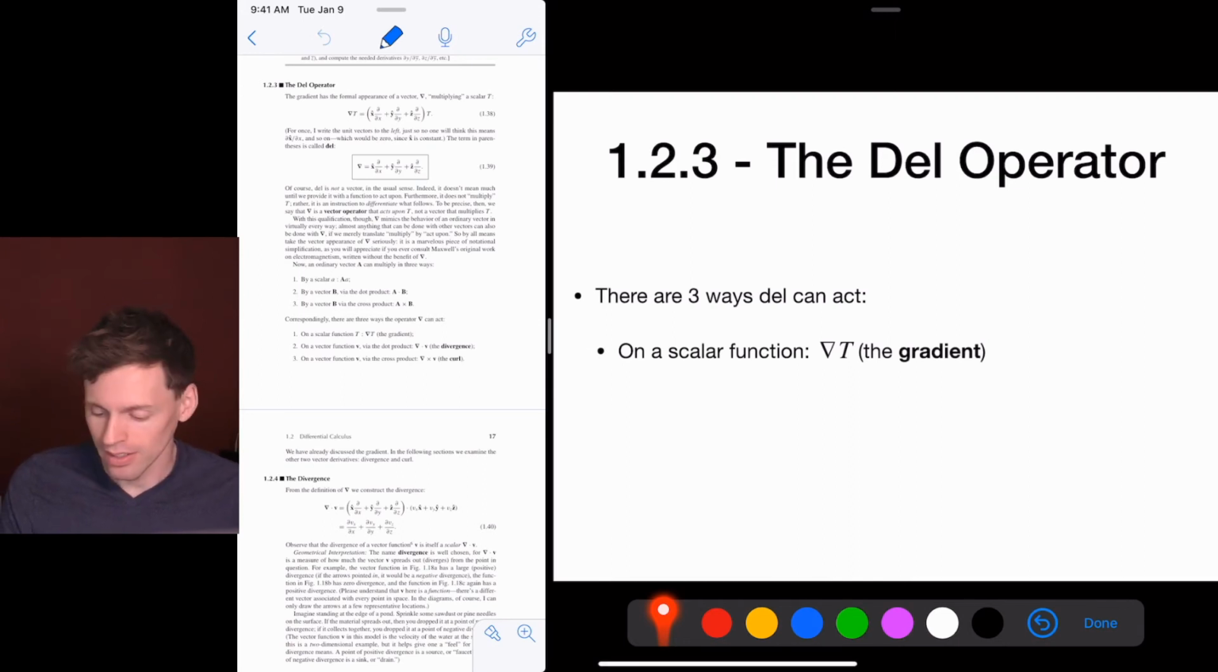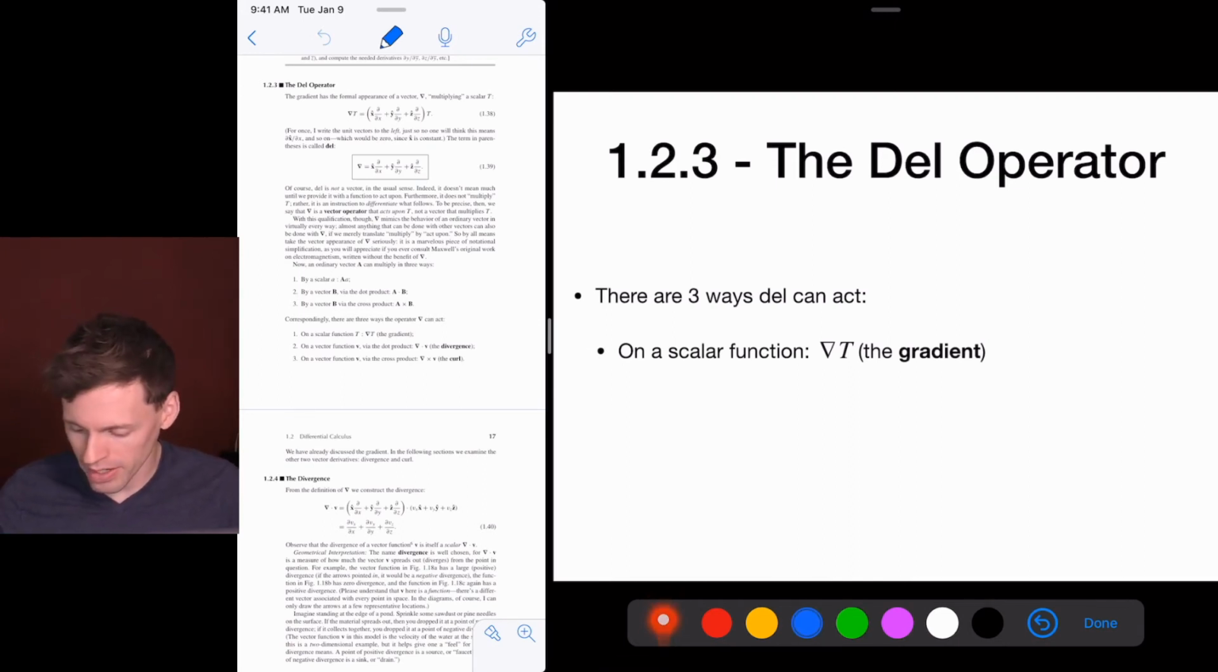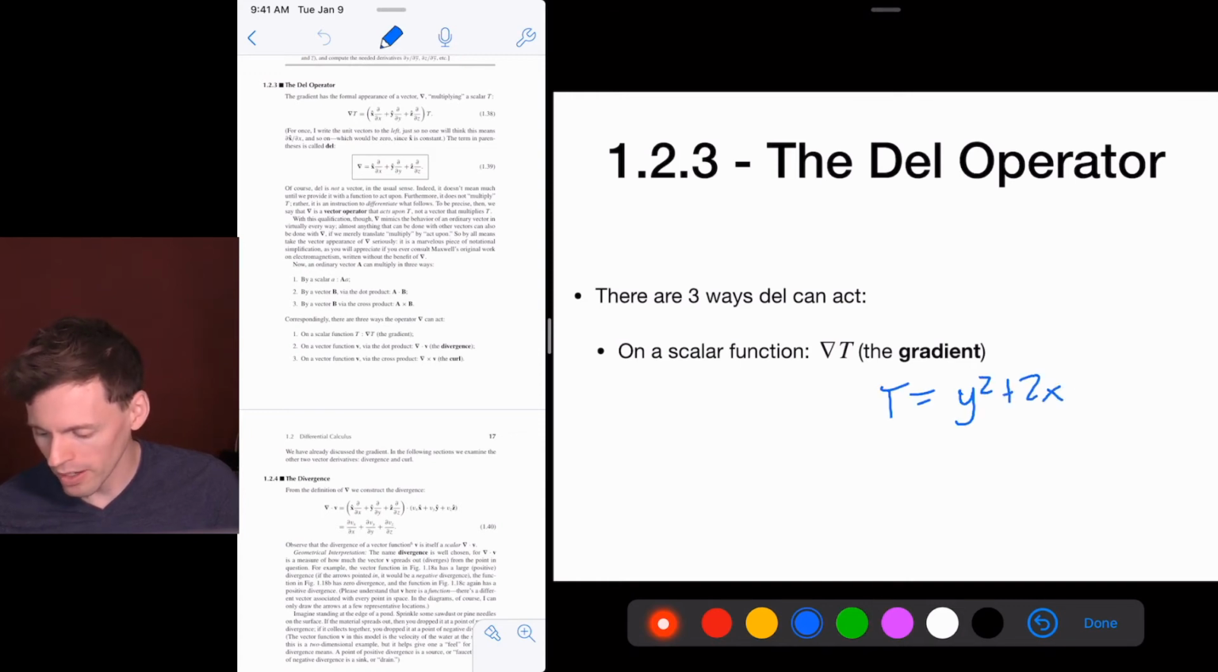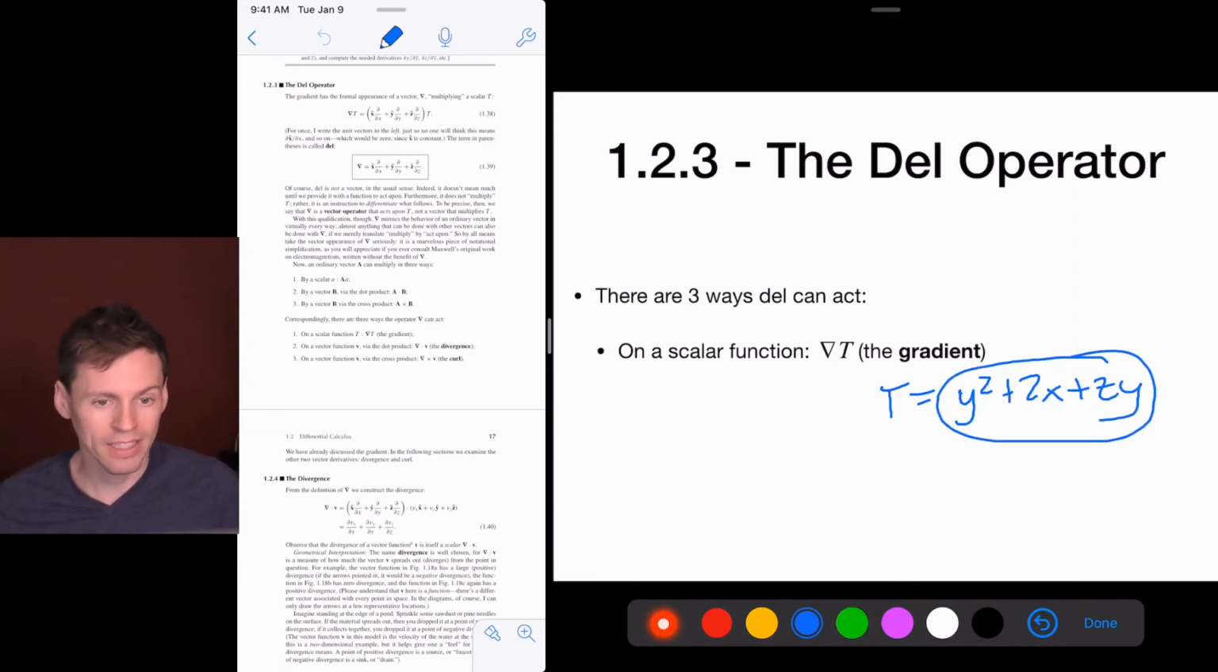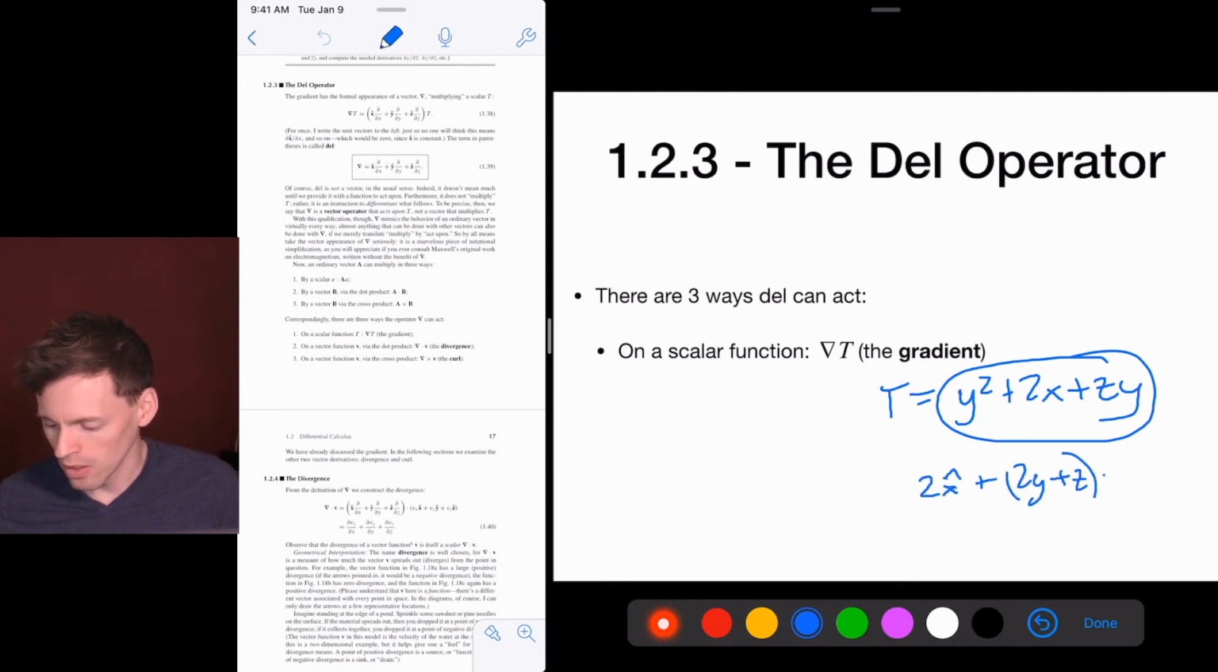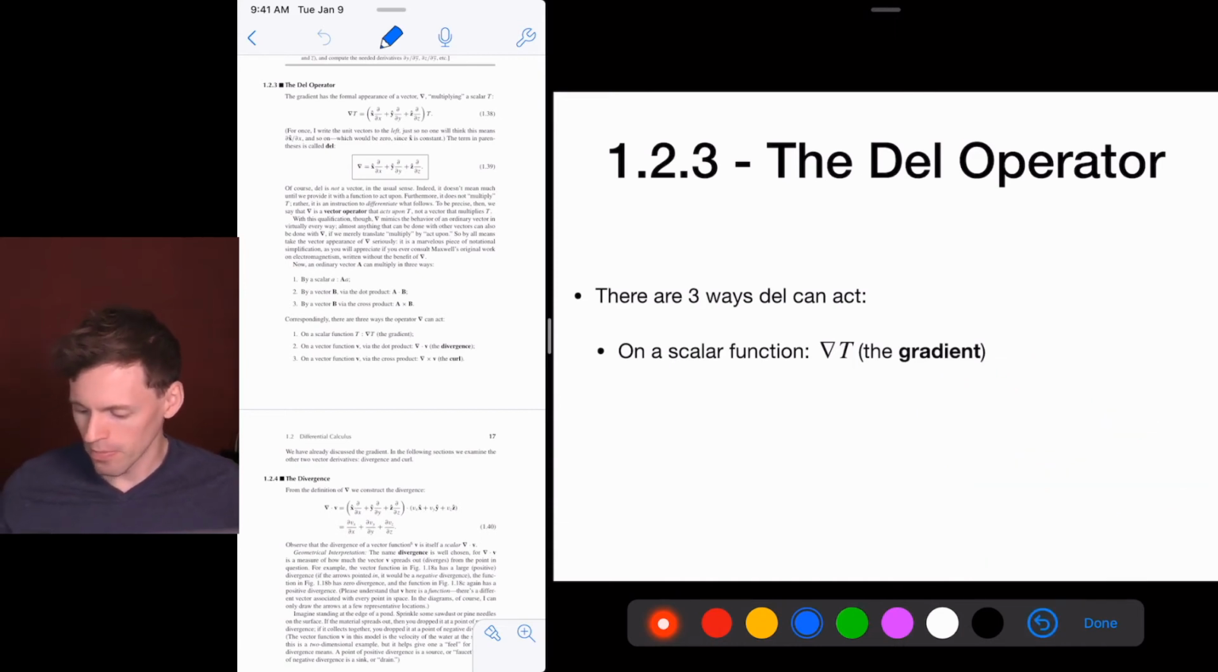We can act del on a scalar function, which is called the gradient, and this means T could be something like y squared plus 2x plus zy, something like that. That's a scalar because there's no x hat, y hat, z hat on it. So I can take the derivative of this and it will give me a vector, because I'll get 2 x hat plus 2y plus z y hat plus y z hat, something like that. I think I did that right. But the original T is a scalar function, even though it's a function of x, y, and z.